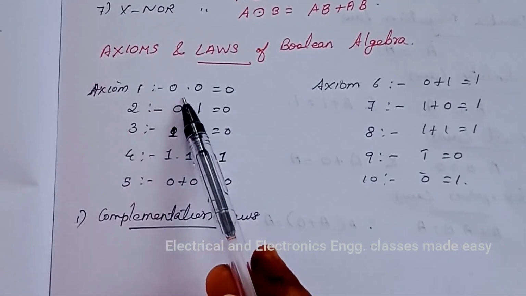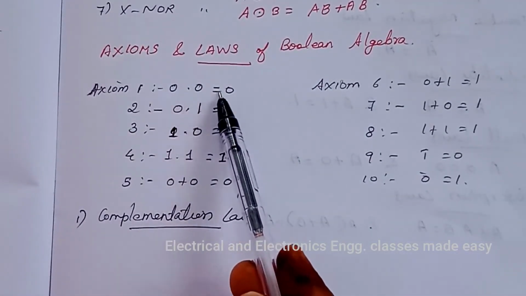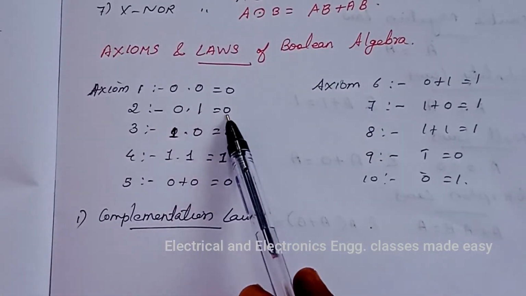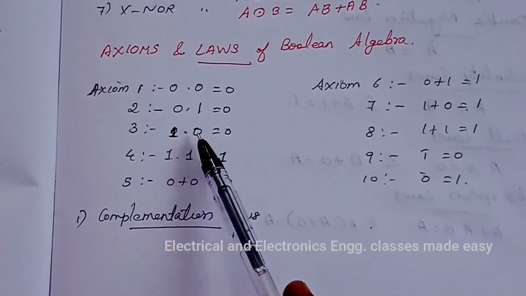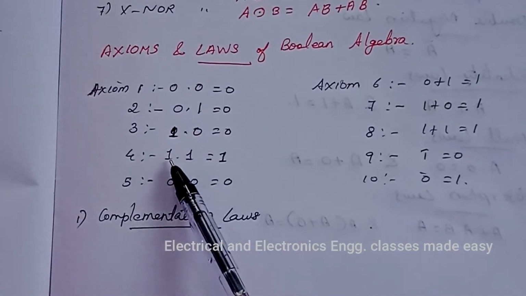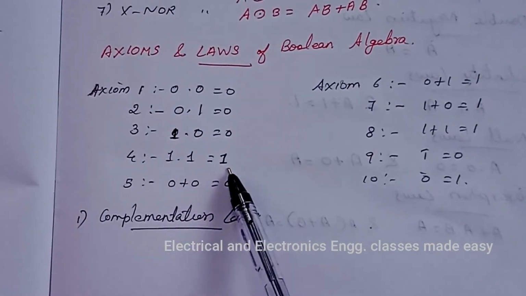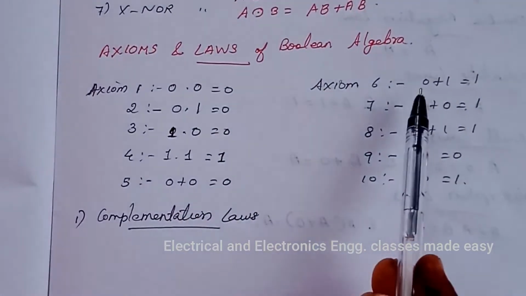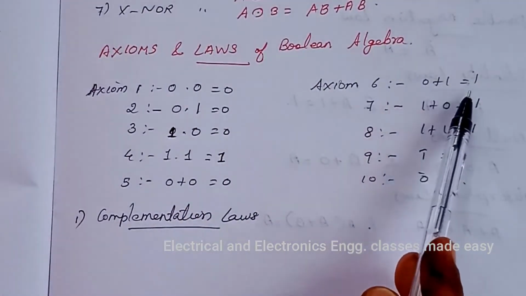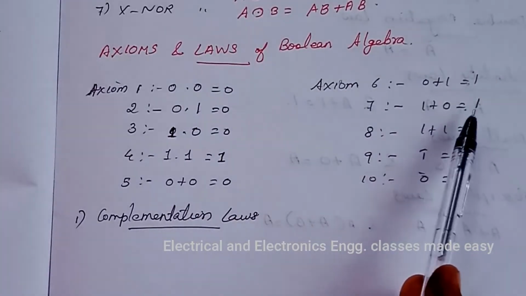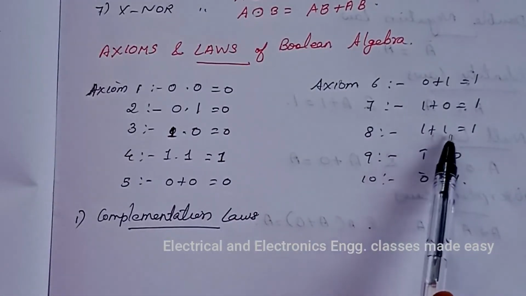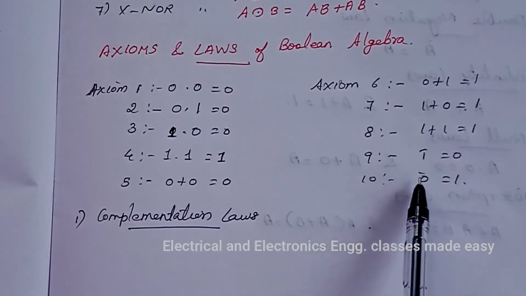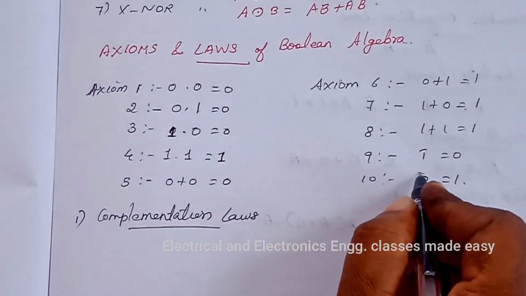Axiom 1 is 0 dot 0 equal to 0. Axiom 2, 0 dot 1 equal to 0. Next one, 1 dot 0 equal to 0. Next is 1 dot 1 equal to 1. 0 plus 0 equal to 0. 0 plus 1 equal to 1. 1 plus 0 equal to 1. Then 1 plus 1 is equal to 1. 1 bar equal to 0. 0 bar equal to 1.